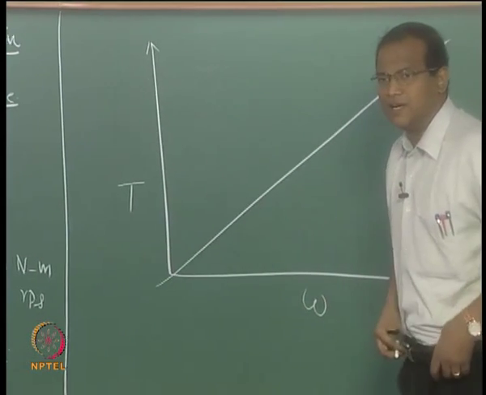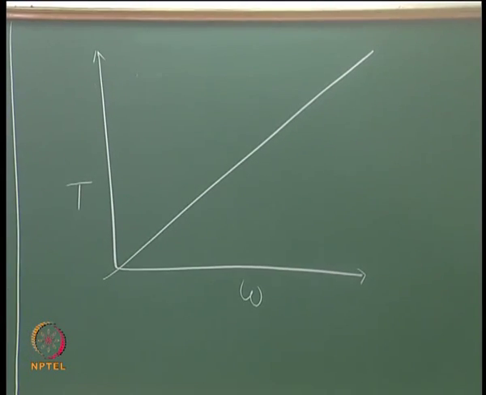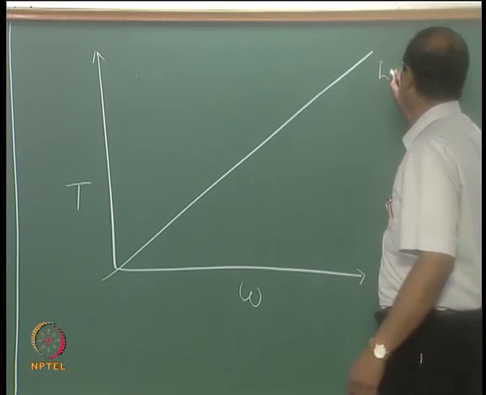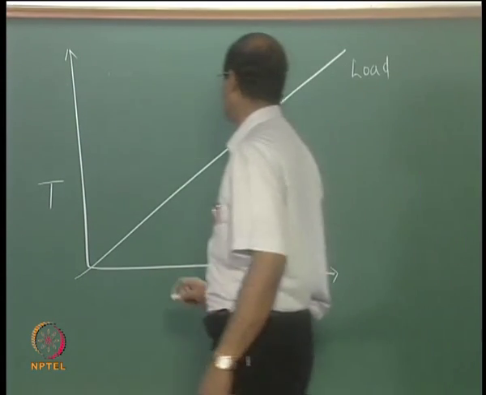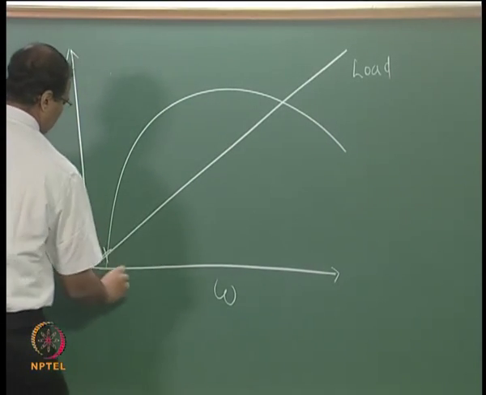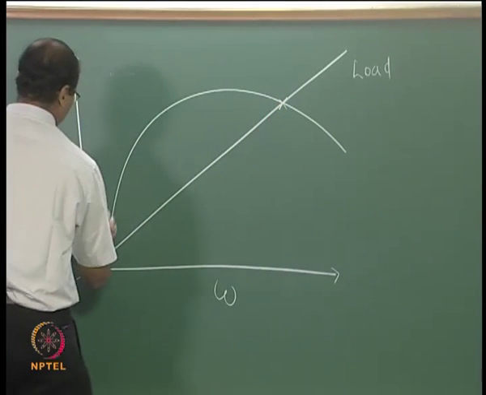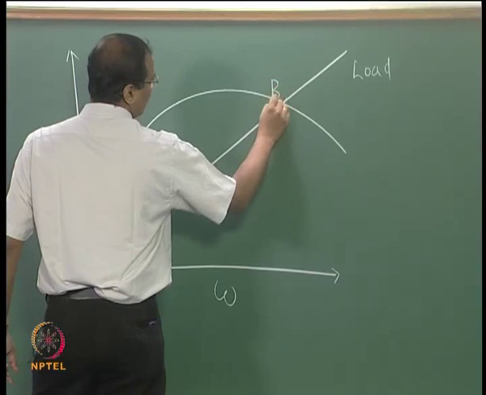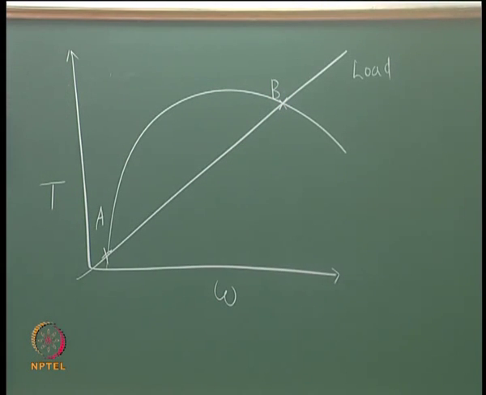So one is going like this, right? What is this? You may ask me, sir, how do you know it is going like this? It is a parabola, right? It is quadratic in omega. Therefore, it should have two operating points.